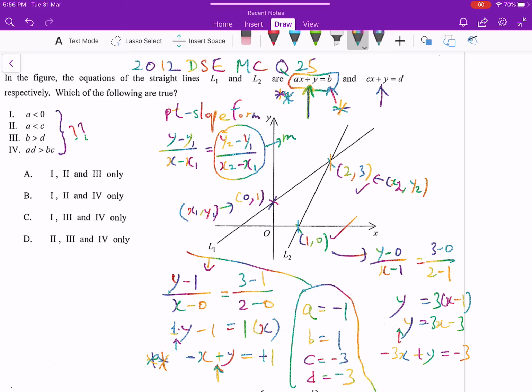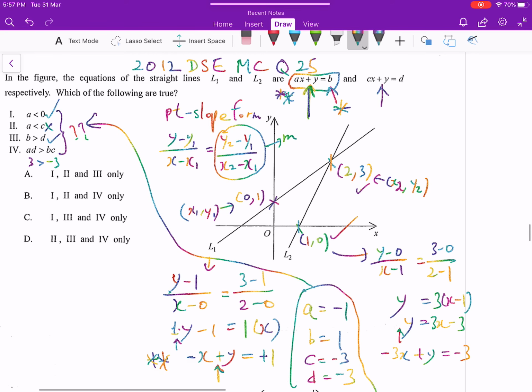So now take a look whether they are right or not. A is smaller than 0. That's right. A is smaller than C? A is -1. C is -3. A is bigger than C. So that means this one is wrong. B is bigger than D. That means this one is right. And the last one, A times D is +3. B times C is -3. So, of course, this is right. So our answer is 1, 3, and 4.